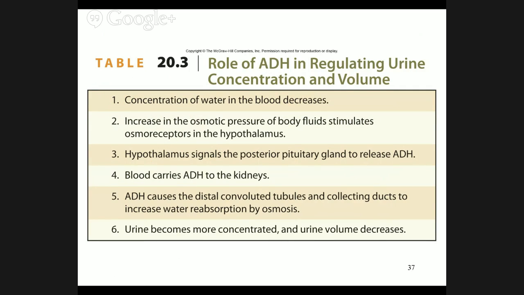And the concentration of water in the blood decreases. There's an increase in the osmotic pressure of the body fluids, which stimulates osmoreceptors in the hypothalamus. That hypothalamus will signal the posterior pituitary gland to release the ADH. Blood carries your ADH to the kidneys. The ADH causes the distal convoluted tubules and collecting ducts to increase reabsorption by osmosis, and the urine becomes more concentrated.